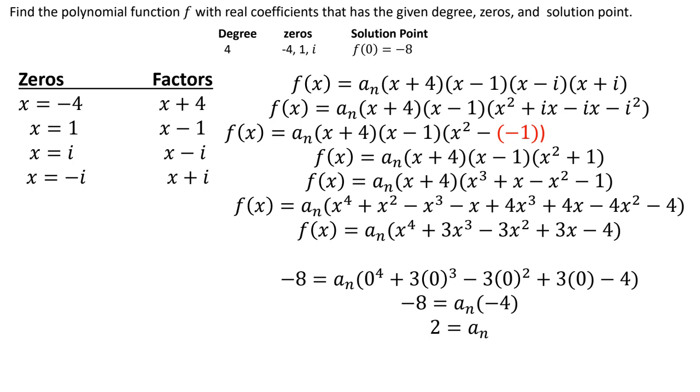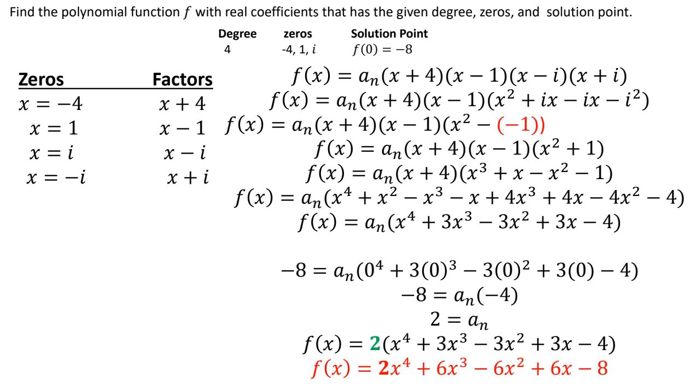Okay, so I have 2. The polynomial that I had was the x to the 4th plus 3x cubed minus 3x squared plus 3x minus 4. And I'm going to distribute that 2 to all of these terms. Okay, so when I do that, I get f of x is equal to 2x to the fourth plus 6x to the third minus 6x to the second plus 6x minus 8.